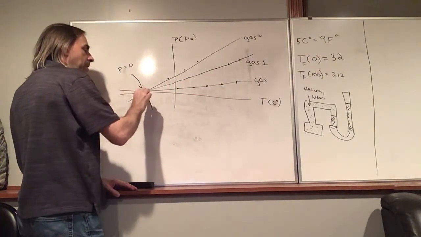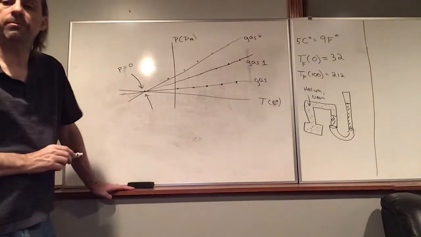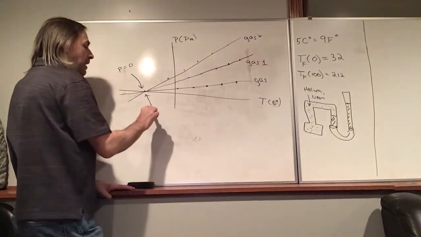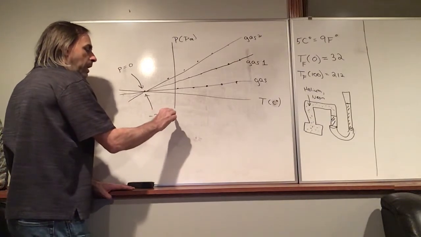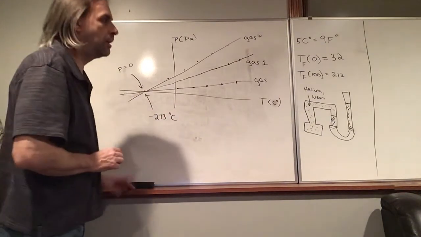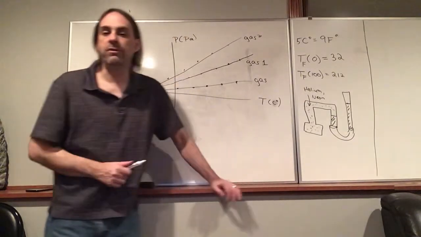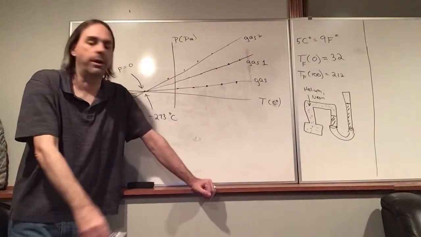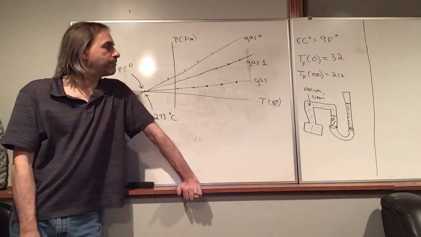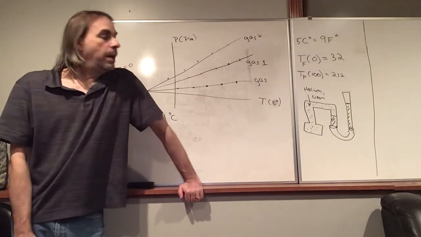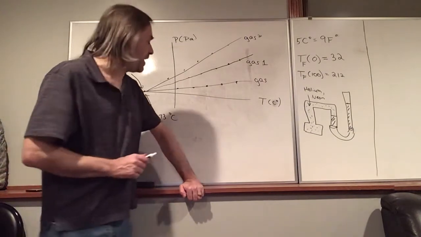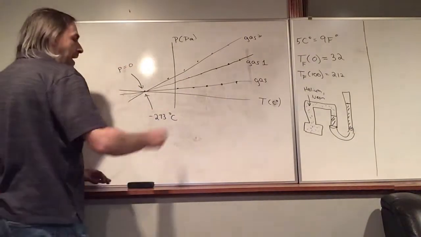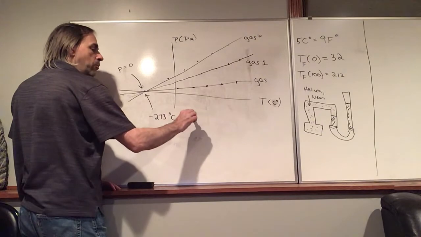And so this seems to be a very special temperature. On the Celsius scale, this is around minus 273 degrees Celsius. I think it's 273.15. I usually just use 273 though. Good enough for us. And so that's a very special temperature, and we give this a name. We call this absolute zero.